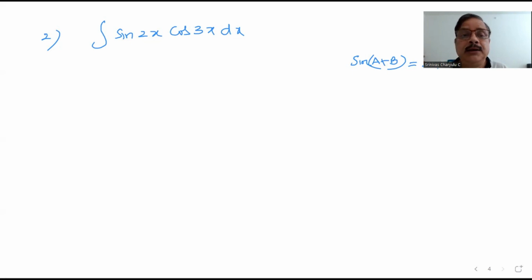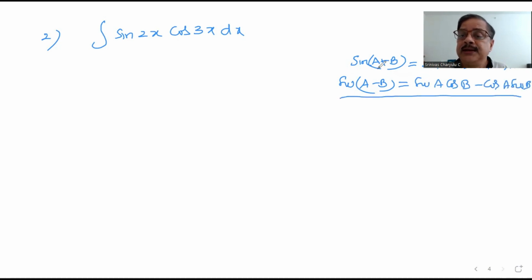Sin a cos b, or one thing we'll do, we will use this formula. Instead of using just sin of a plus b, sin of a plus b is sin a cos b plus cos a sin b. Sin of a minus b you take, sin a cos b minus cos a sin b.